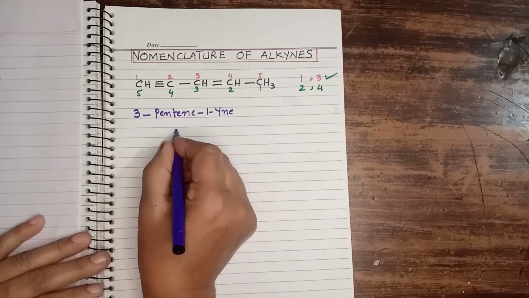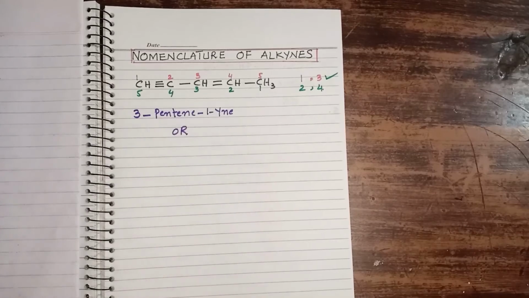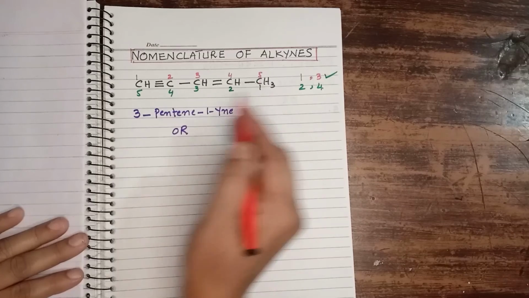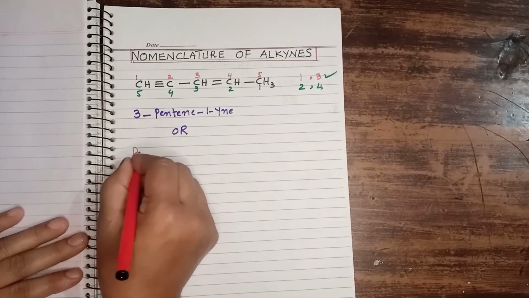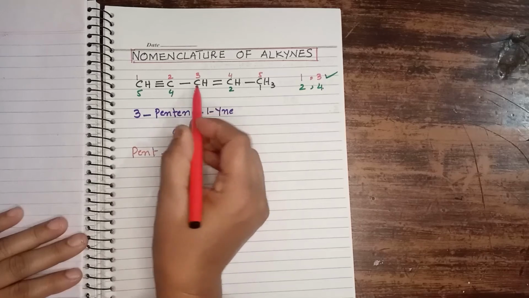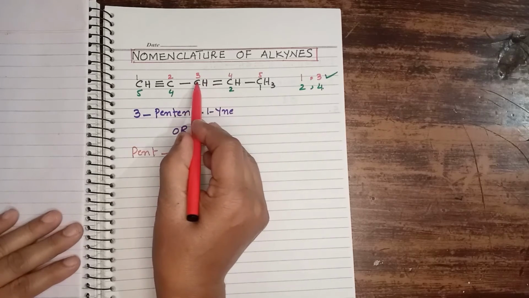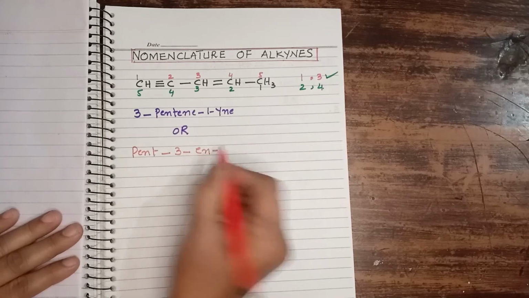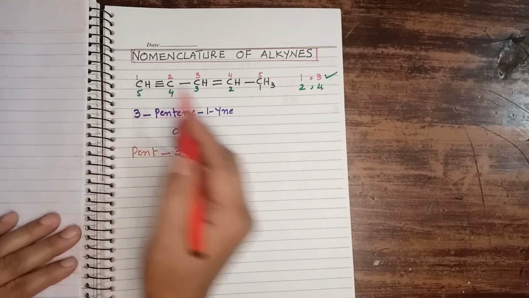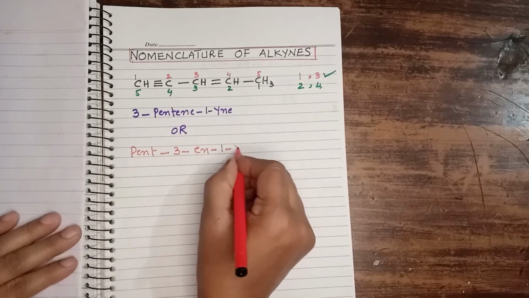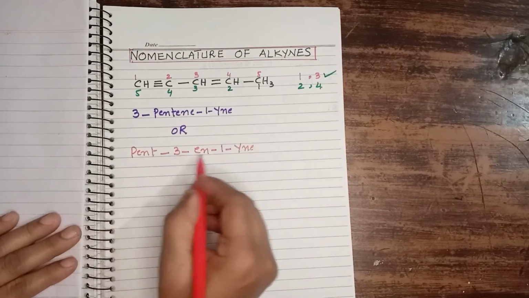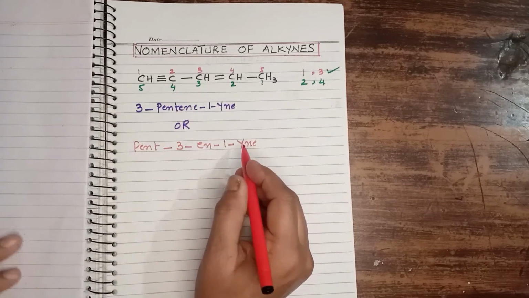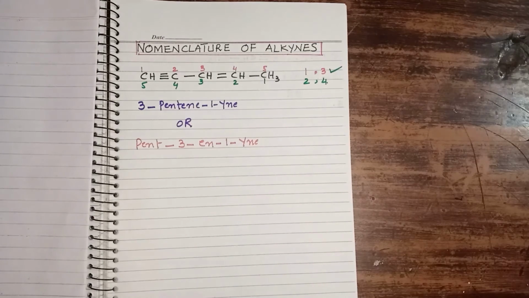And another way by which we can assign the IUPAC name to this molecule is, in the alk part we have 5 carbon atoms, so we will write pent, right. Then what is the position of the double bond? Since carbon number 3 forms the double bond, we write 3-en. And what is the position of the triple bond? Carbon number 1 forms the triple bond, so 1-yne. Pent-3-en-1-yne.